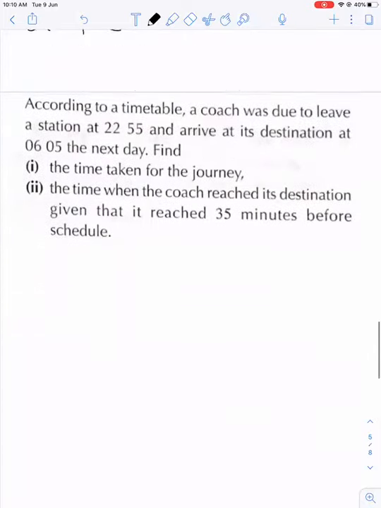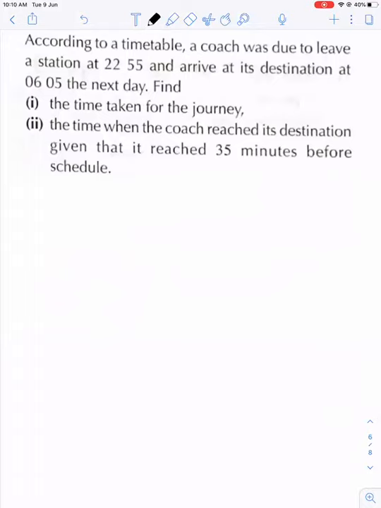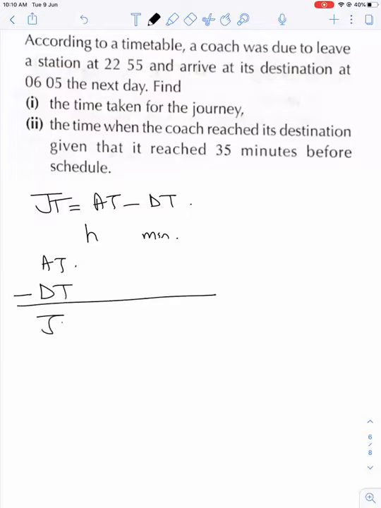Okay, moving on with the next question. According to a timetable, a coach was due to leave a station at 22:55 and arrive at its destination at 6:05 the next day. Find the time taken for the journey. You're supposed to find out the duration for the journey. Journey time is actually arrival time minus the departure time. We're going to write hours here, minutes here, arrival time here, departure time underneath. Subtract the two to get the journey time.